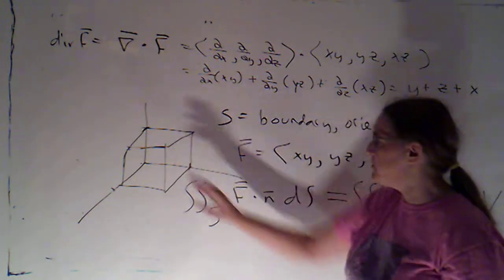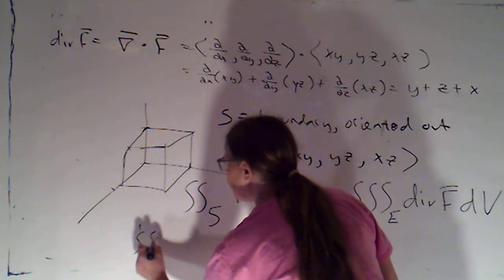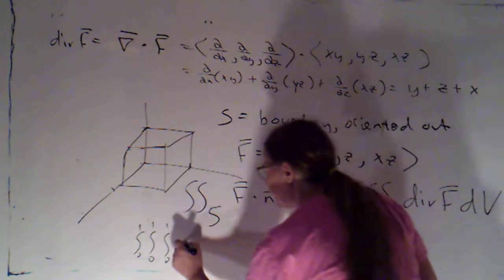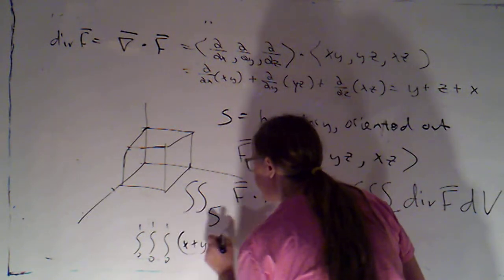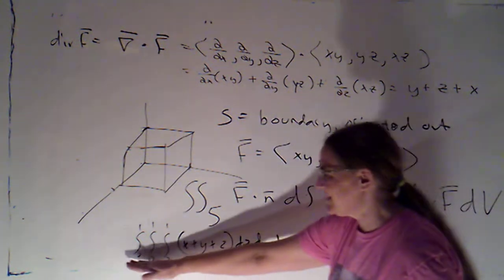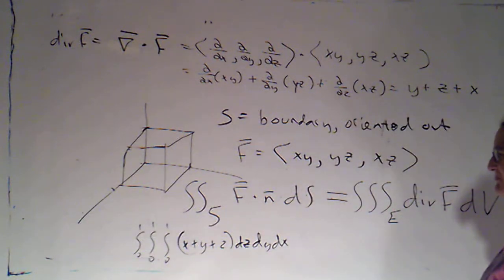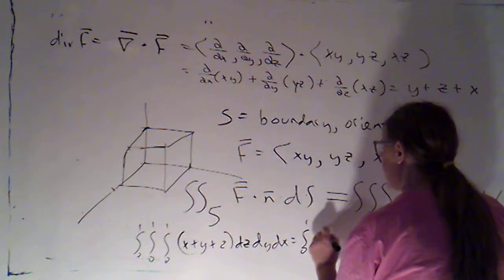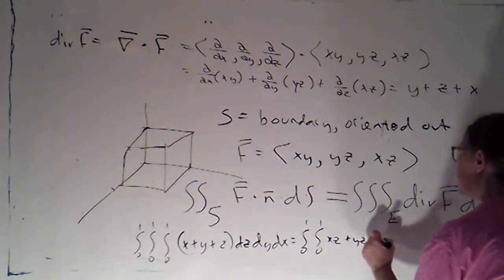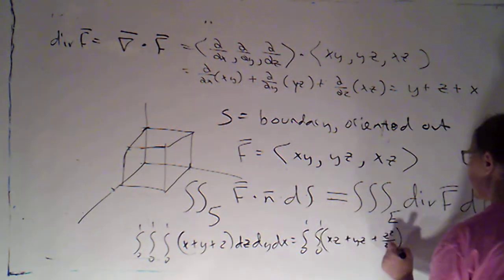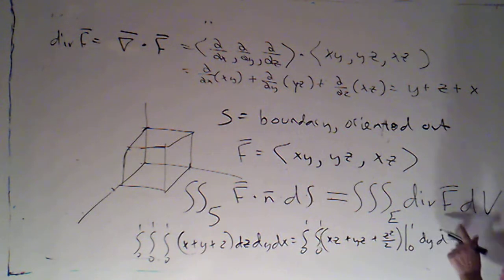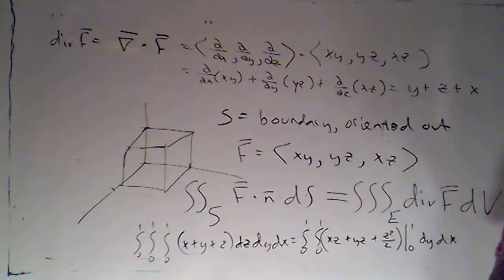And because this was just the unit box, now I'm just integrating from 0 to 1, from 0 to 1, from 0 to 1. I'm going to just write this in alphabetical order: x plus y plus z, dz, dy, dx. Any order is fine because my limits of integration are all constant and they're all the same. All right, so that's the integral from 0 to 1. From 0 to 1, we're going to get xz plus yz plus z squared over 2, evaluated between 1 and 0. And then we'll still have to integrate with respect to y and then with respect to x.